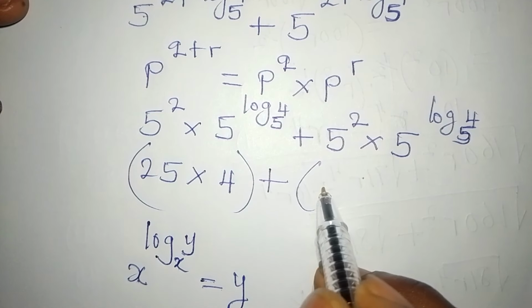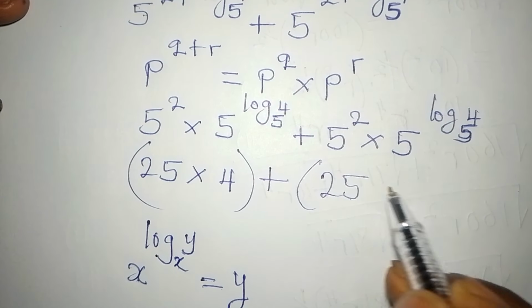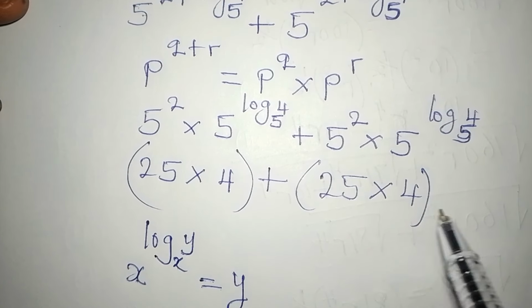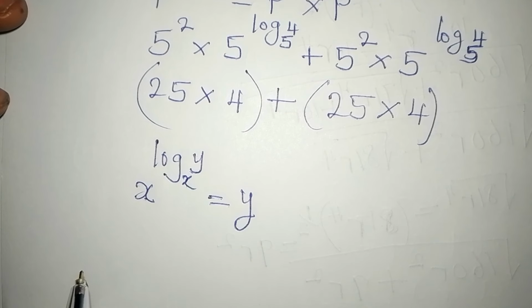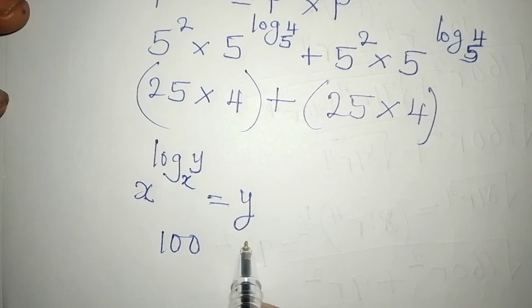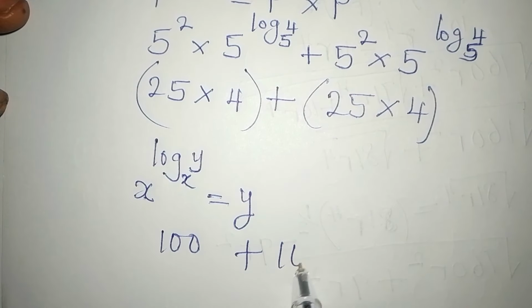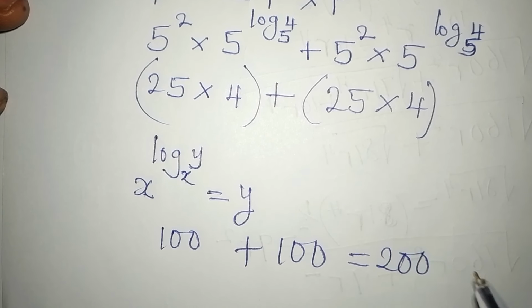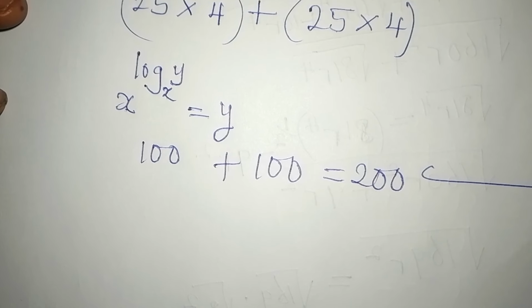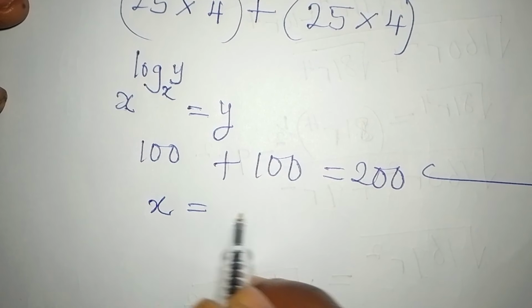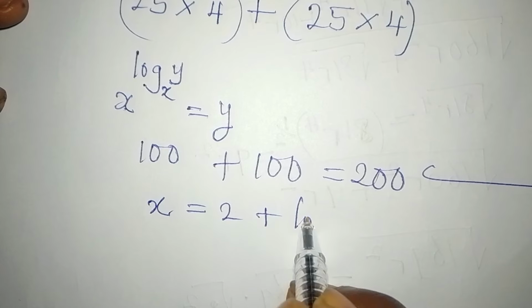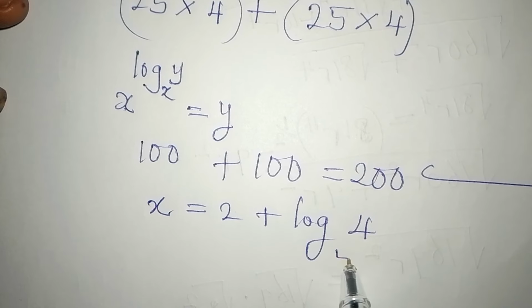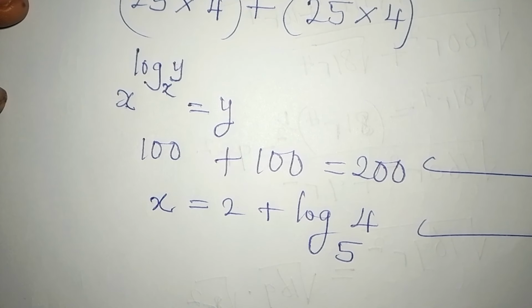Remember, 5 squared is still here, which is 25. Then multiply by 4, like we had over here. 25 times 4 is 100. Plus 25 times 4, another 100. 100 plus 100 is 200. And this is the confirmation that x equals 2 plus log 4 to base 5 satisfies the given equation.